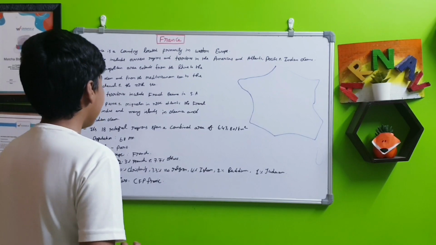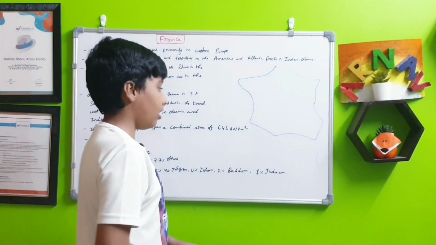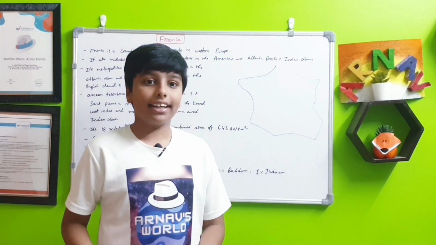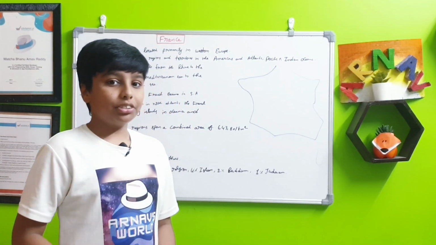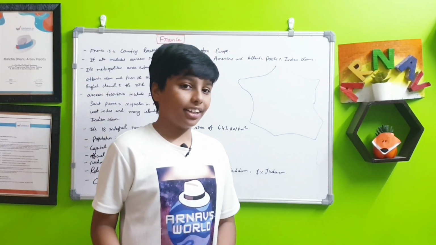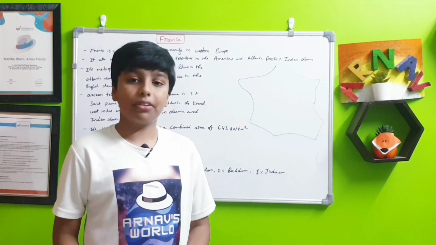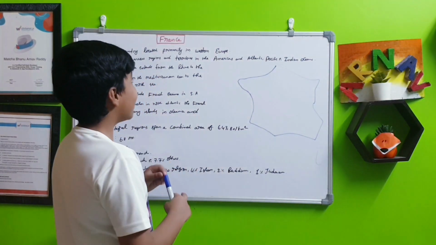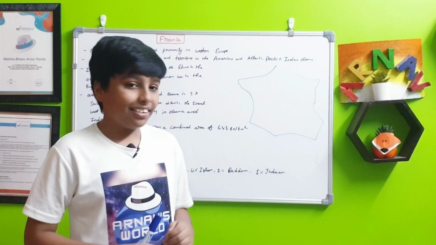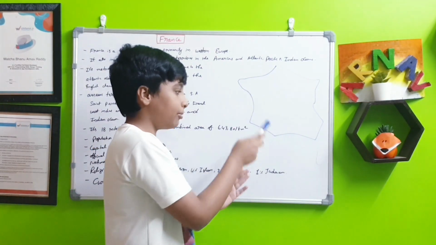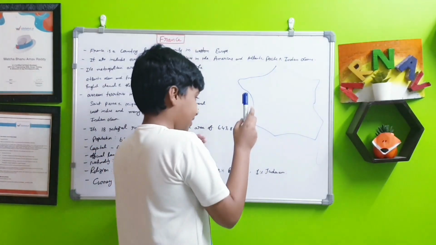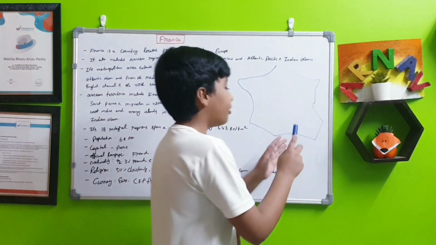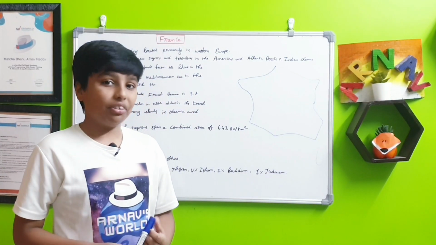Its 18 integral regions span a combined area of 643,801 square kilometers. Five of the regions are not in Europe; they are in other regions of the world. There are three classifications for France. First is mainland France, or metropolitan France, which has the hexagon as well as Corsica. And then there's overseas France.